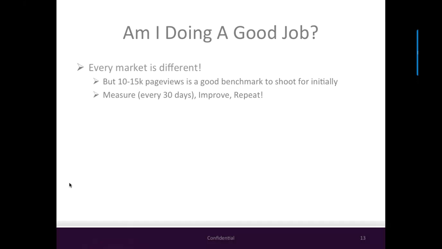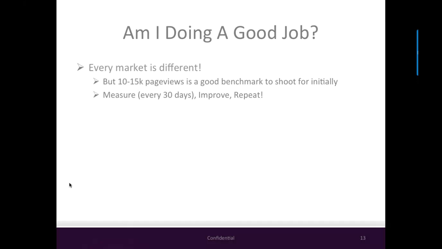If you really want to know, are you doing a good job? Then every time you come back, every 30 days, that number should be improving. Right? Now you're going to have some down months here and there. The seasons are cyclical depending on what market you're in. So don't be scared if you go from 2,000 to 5,000 and then down to 3 and then up to 7. That's going to happen. It's a natural quality to it. But you should be looking at the numbers every month, trying to improve them, and then repeating that process over and over.